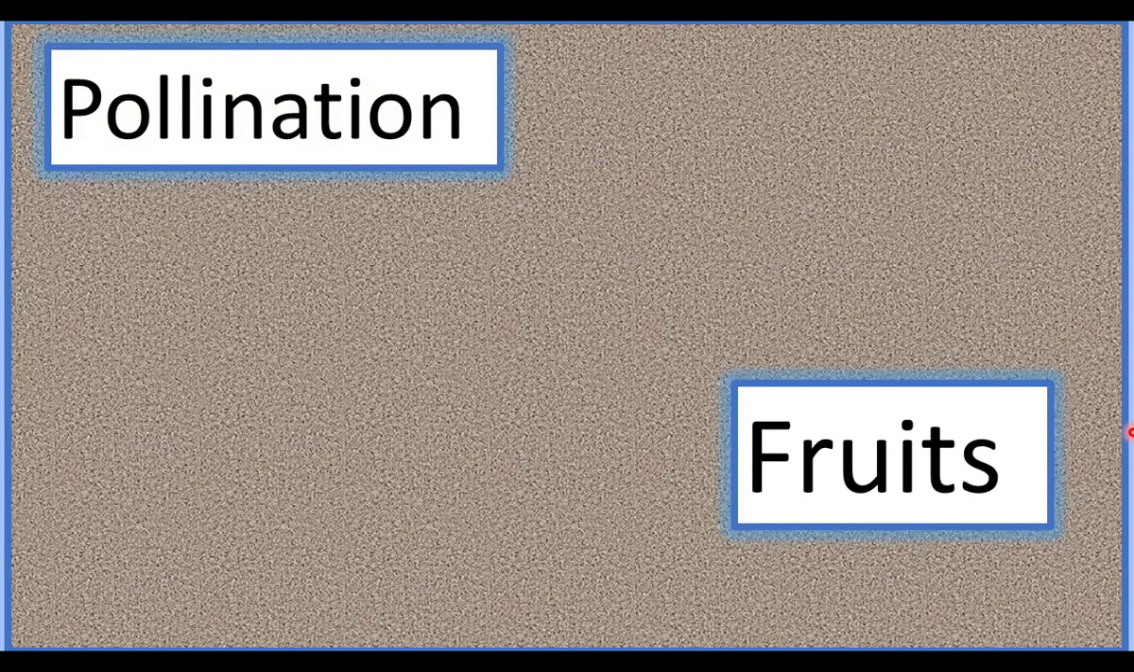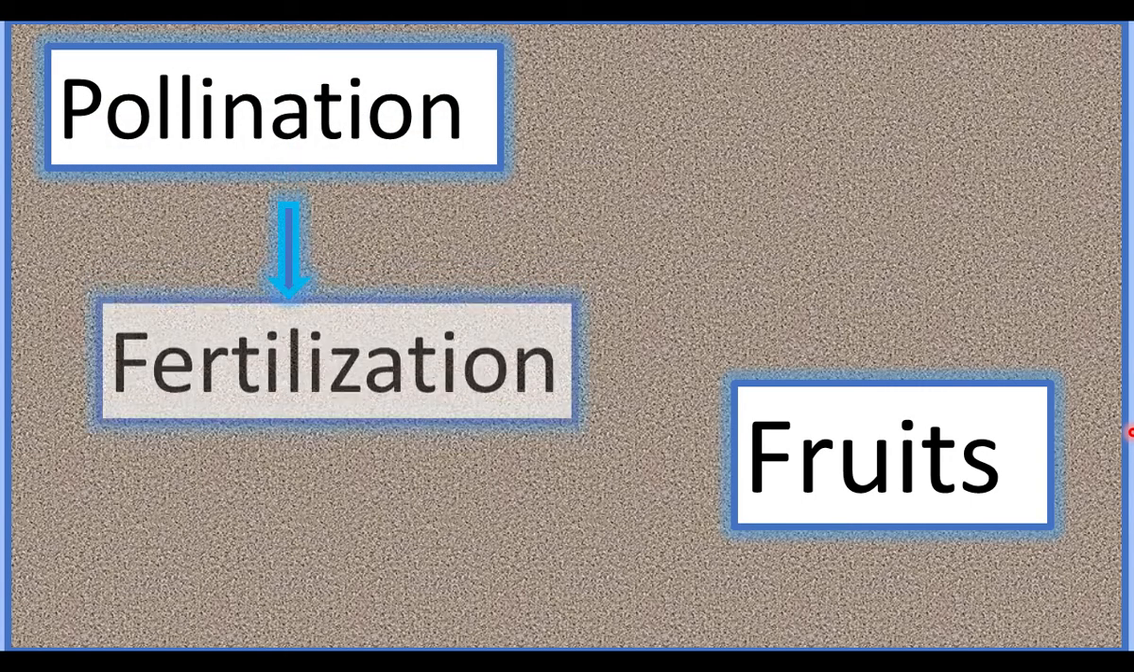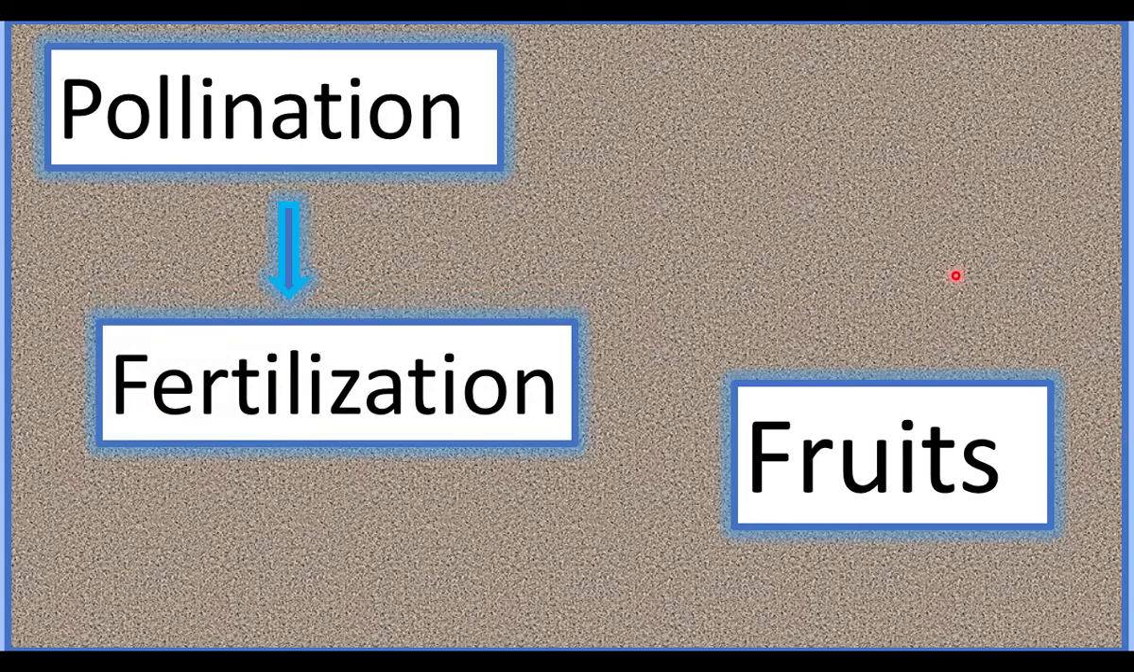Development of fruit takes place in flowering plants after the completion of two events. The first one is pollination and the second one is fertilization. After the completion of pollination and fertilization, the flower develops into a fruit. In this part, let us learn about pollination.